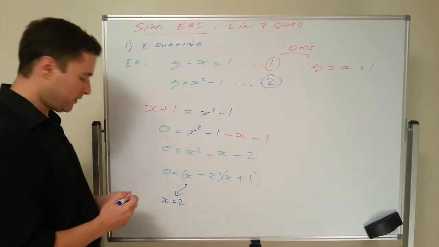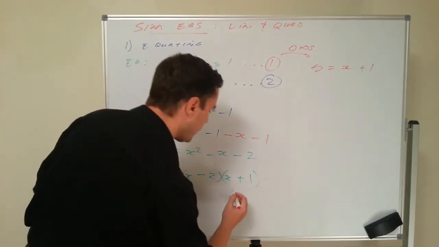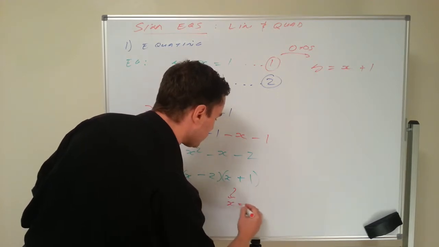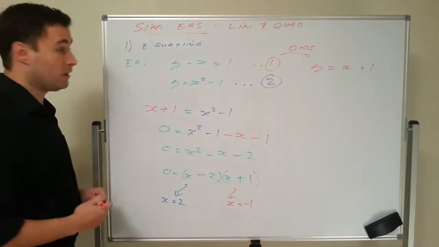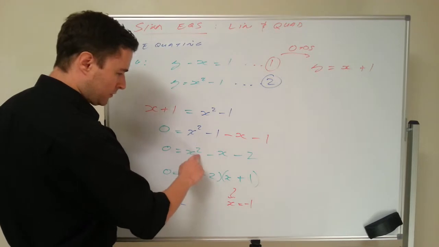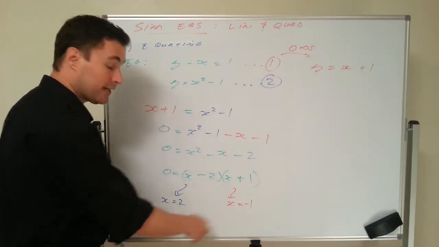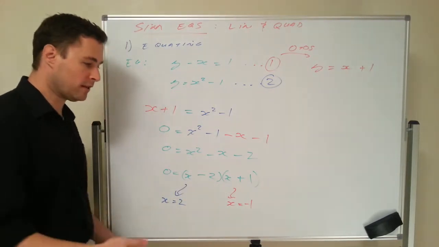I'm just jumping a step there. Or from here, I've got x equals negative 1. Okay, quadratic, two solutions. Alright, it's what I expect. This is where the theory comes in.